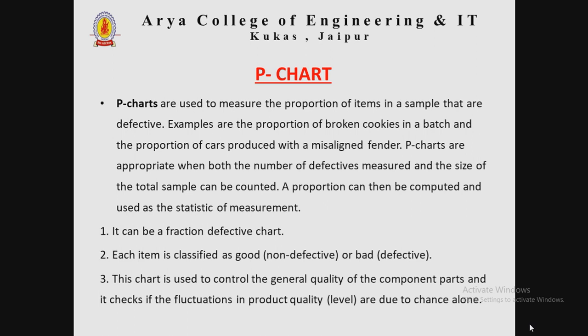P charts are appropriate when both the number of defectives measured and the size of the total sample can be counted. The proportion can then be computed and used as the statistic of measurement. It can be a fraction defective chart. Each item is classified as good or bad. This chart is used to control the general quality of the component parts, and it tracks whether the fluctuations in product quality are due to chance alone.